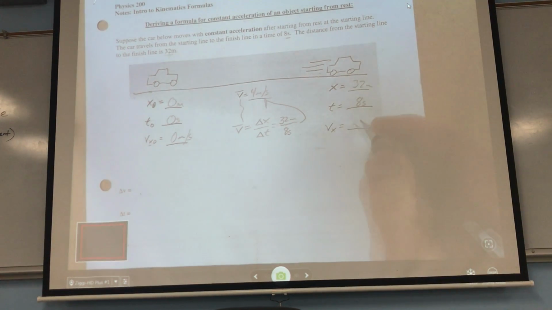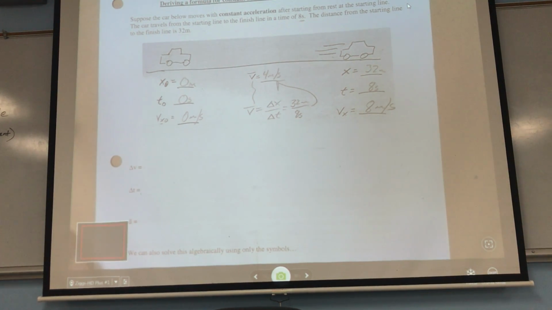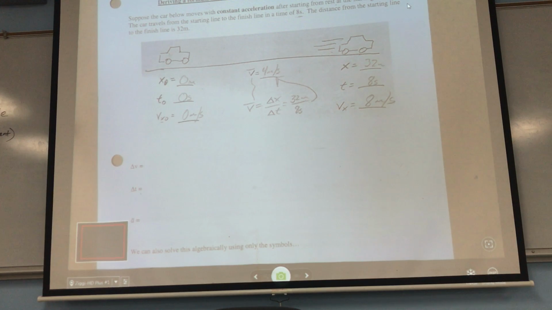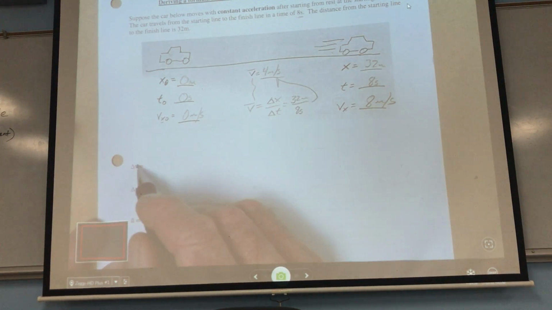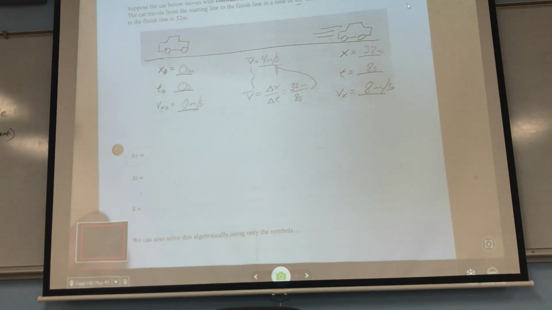8 meters per second. And now I'm ready to answer the question, what is the acceleration of this car? So we've got enough to figure out delta V. What's delta V? Change in velocity. Right, and what would that be? What is the change in velocity?